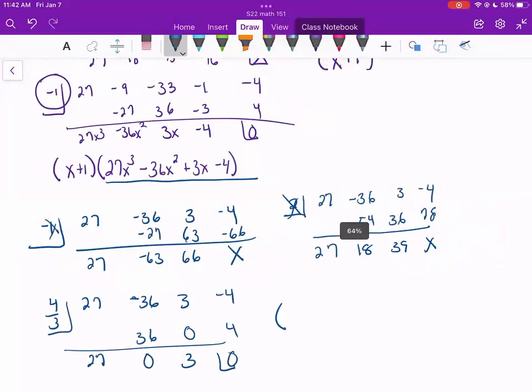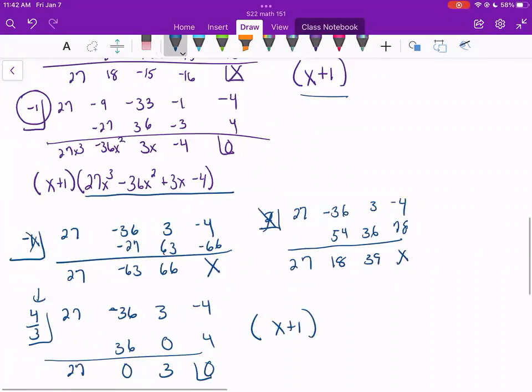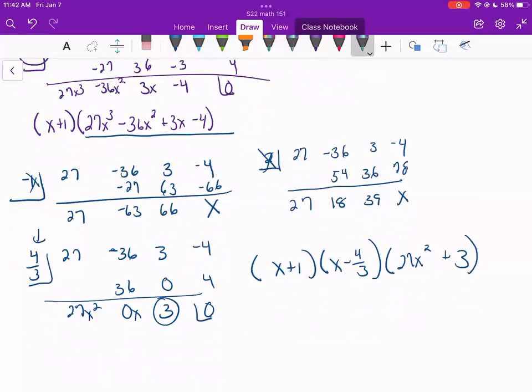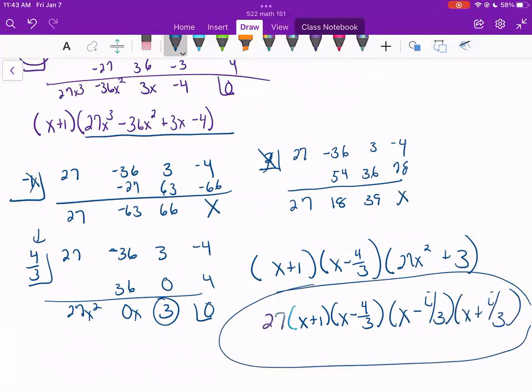So now I know my factors from up here. I still have x plus 1. This tells me I have x minus 4/3. And then that leaves me with this as my constant, this is x squared. So I have 27x squared plus 3. That's a quadratic now that I can simplify. And if you simplify all that out, you end up with 27 times x plus 1 times x minus 4/3 times x minus i/3 times x plus i/3 as your factored form.